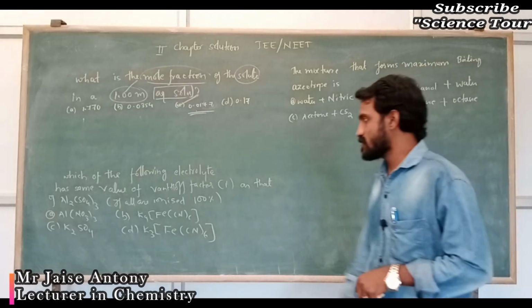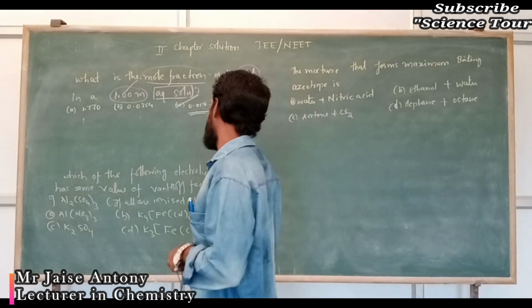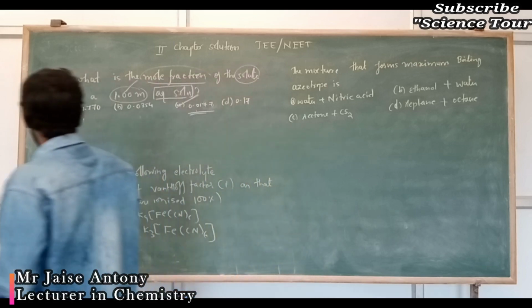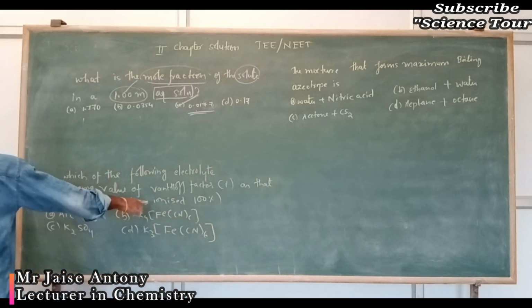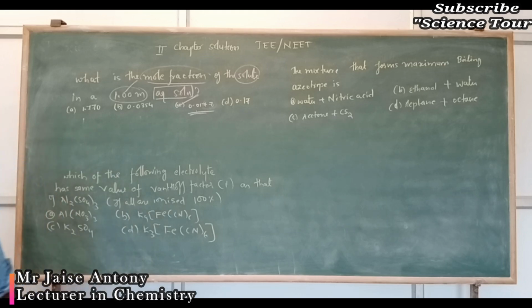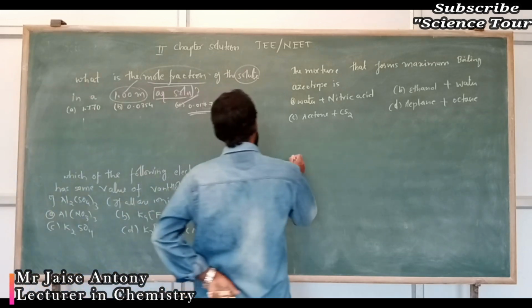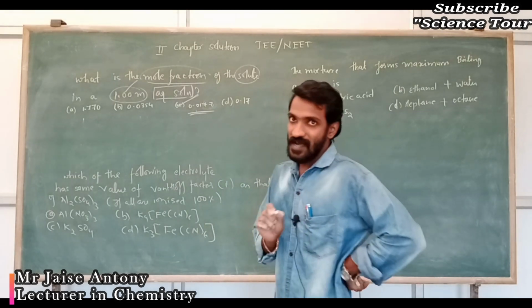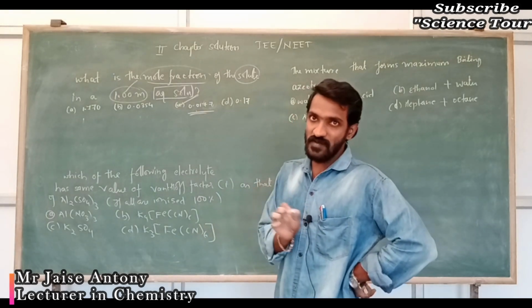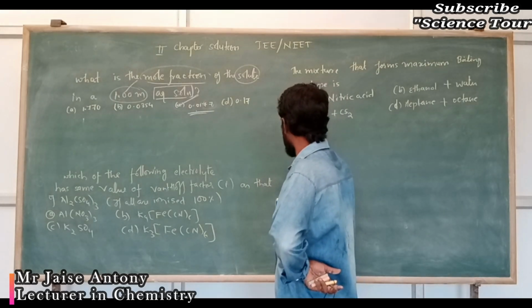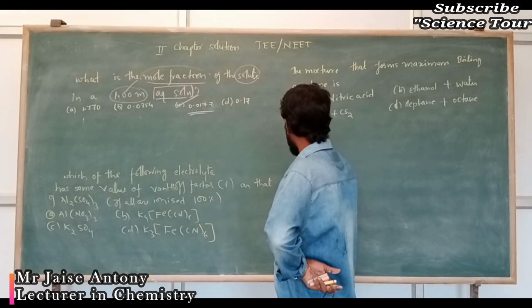Next question is, which of the following electrolytes has the same value of Van't Hoff factor i as that of aluminum sulfate if all are ionized 100%? Understood? That is the question. So you have to find the solution for this one. I draw here aluminum sulfate. Van't Hoff factor i means the number of solute particles dissolved in a particular solution, so you have to write the dissociation of this particular aluminum sulfate.